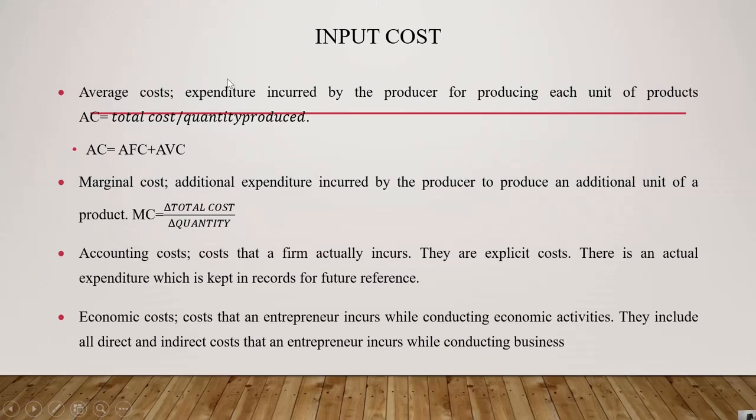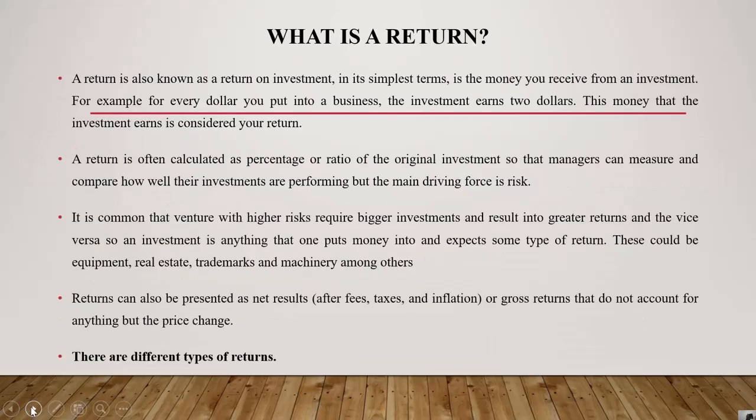We have also average costs. These are expenditures incurred by a producer for producing each unit of product. At this moment, I know everybody is now acquainted with a unit. A unit brings the mathematical expression a little bit closer and specific to the subject that you're dealing with. Then we have also marginal costs, which are additional expenditures incurred by a producer. These are additional, which is why we call them marginal costs. We have accounting costs, economic costs, to mention but a few of them.